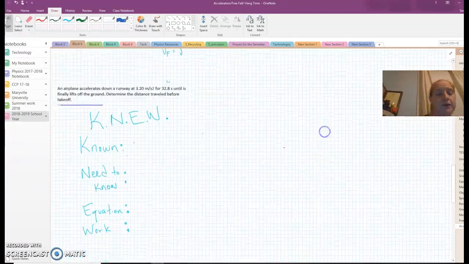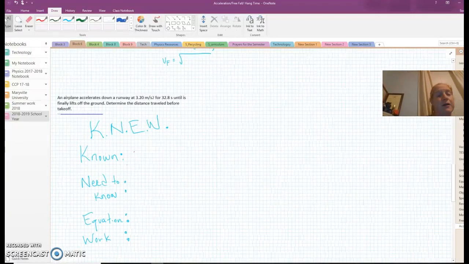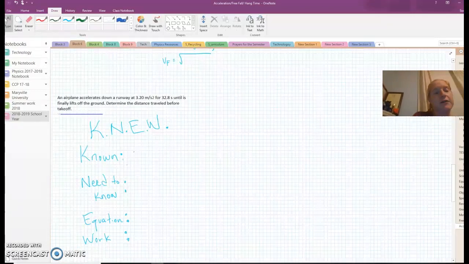Okay, so the first one, I want to review the K.N.E.W method that I introduced in class. I don't think this is a real thing. I just made up an acronym that seemed to help me set up your data. So K.N.E.W: known, need to know, equation, work. It's an easy memory tool to help you identify parts of a word problem. So here's my word problem.